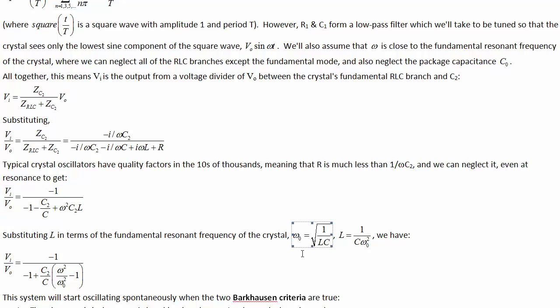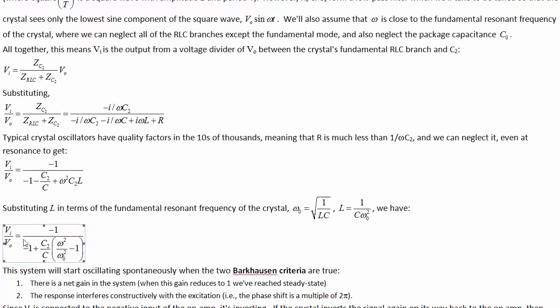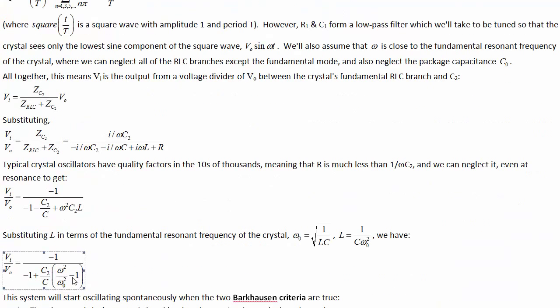Then we can substitute in the natural resonant frequency of the RLC branch, which is the root of 1 over LC. So in terms of L, that is 1 over C omega squared. Substituting that in, we get this as the transfer function to get us from V0 here back around to the input. Now the op amp has this infinite gain to go from here to there, but because we're hooked up to the negative input terminal, it inverts it. And now the crystal has this other term that gets us back to the start, and here's this term here.